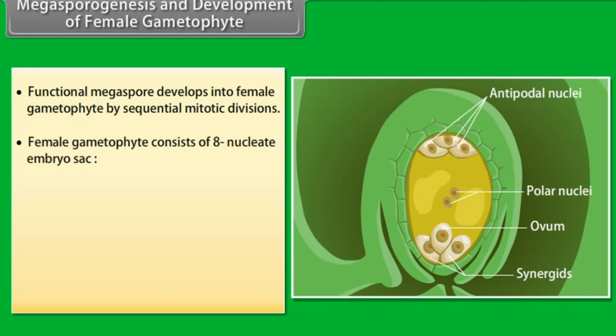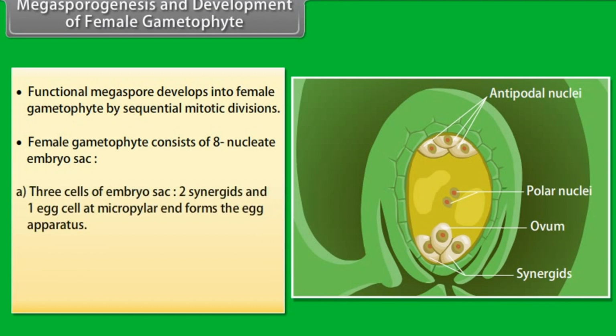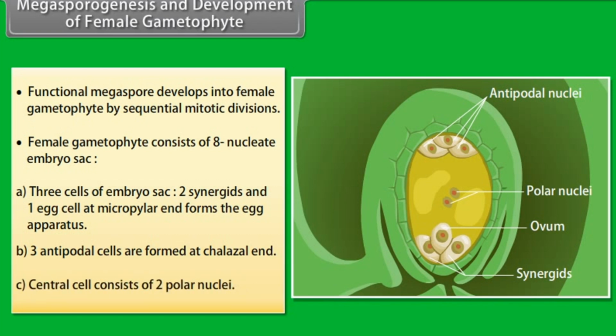Functional megaspore develops into female gametophyte by sequential mitotic divisions. Female gametophyte consists of 8-nucleate embryo sac. A. 3 cells of embryo sac, 2 synergids and 1 egg cell at micropylar end, form the egg apparatus. B. 3 antipodal cells are formed at chalazal end. C. Central cell consists of 2 polar nuclei.